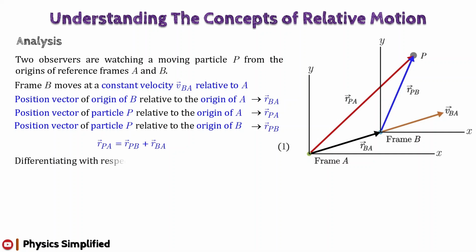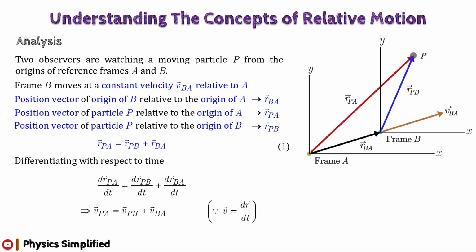By taking the time derivative of this equation, we can relate the velocities of particle P relative to our observers. Therefore, vector v_pa is equal to vector v_pb plus vector v_ba. This equation tells us that simultaneously different observers will record different velocities of the same body. So, we can write vector v_pb is equal to vector v_pa minus vector v_ba.